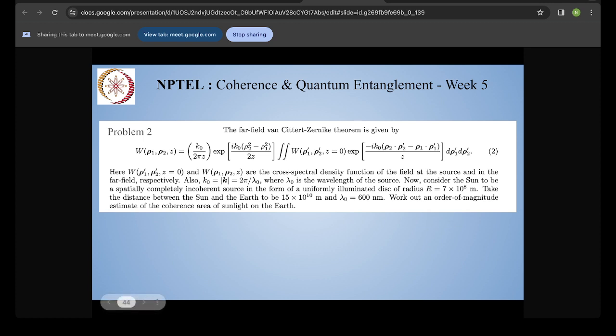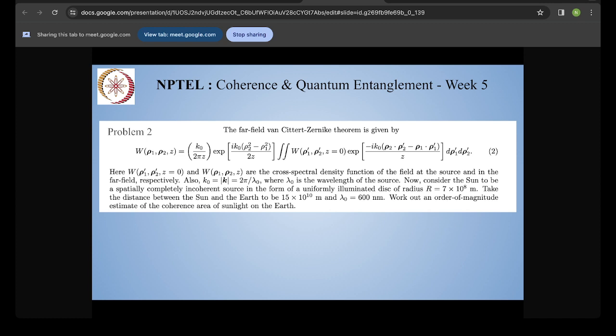Alright. Now also k0 equal to k equal to 2 pi by lambda0, where lambda0 is the wavelength of the source. Consider the sun to be a spatially completely incoherent source in the form of a uniformly illuminated disk of radius r equal to 7 times 10 to the power 8 meter. Take the distance between the sun and earth to be 15 times 10 to the power 10 meter and lambda0 equal to 600 nanometer. Work out an order of magnitude estimate of the coherence area of sunlight on the earth.